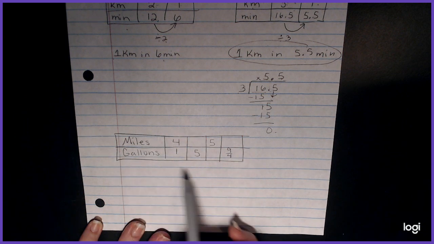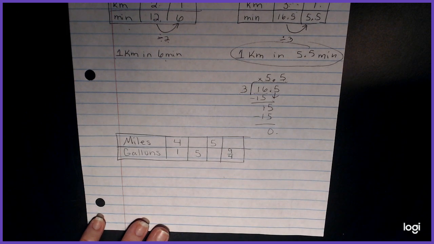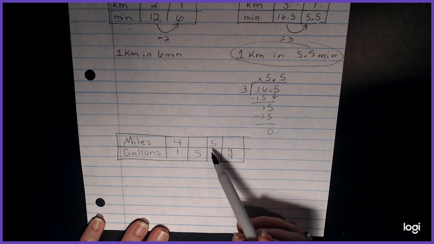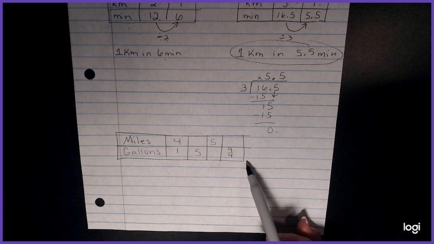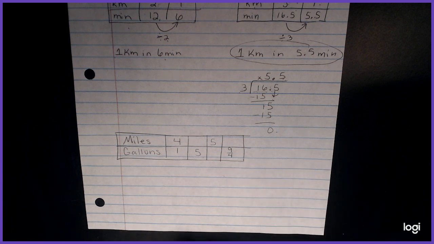So if you would make this ratio table in your notes, miles to gallons, 4 miles, 1 gallon. Then we have a 5 gallon here. Then we have a 5 mile on top. And then we actually have a fraction here for gallons, 9/4. So if you would go ahead and make the ratio table, if you need to pause your video so that you can get this done, please do so. Work at your own speed.